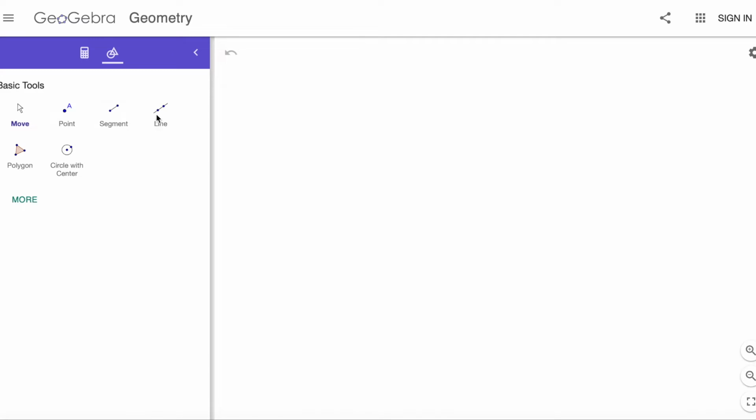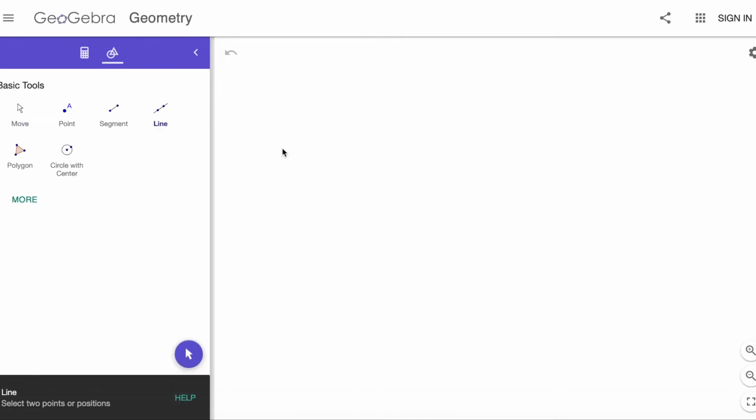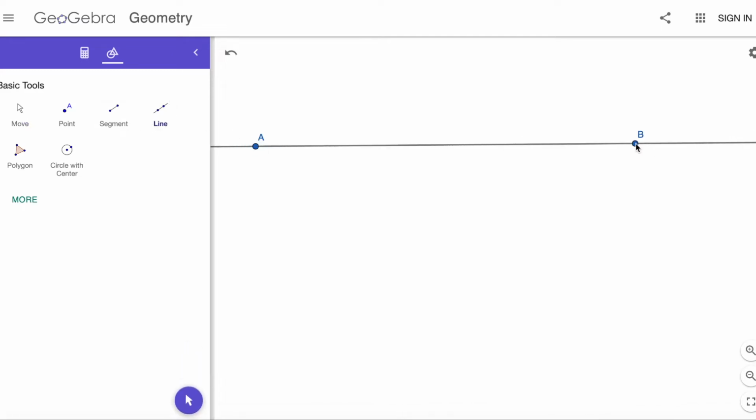All right, let's do this. So first you need to construct your own line. So I have line AB here. It's a beautiful line and I love it.